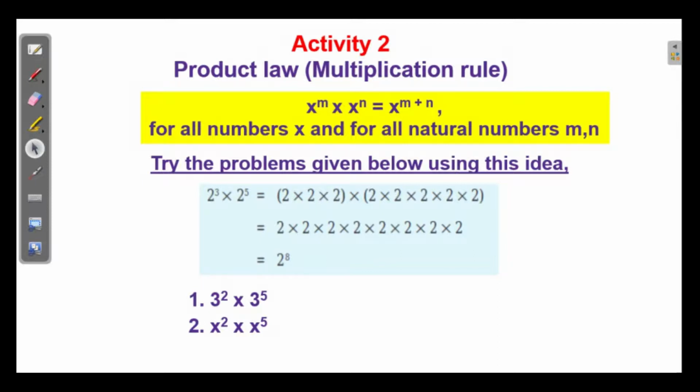product law, multiplication rule. The first rule is x raised to m into x raised to n is equal to x raised to m plus n for all numbers x and for all natural numbers m and n. Try the problems given below using this idea. 2 cubed into 2 raised to 5 is equal to 2 into 2 into 2, 3 times, into 2 multiplied by 2, 5 times.